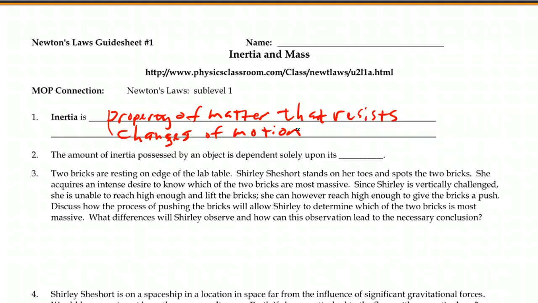It is a property of matter, so the amount of inertia an object possesses is based solely on its mass. Now notice that's not the weight. Weight is a force, it's a gravitational interaction. Mass is the amount of matter your object is made up of. And mass would not change no matter where you were located as you moved around, unless you actually took away some matter from the object or added matter to the object. Your weight can vary based on your location.